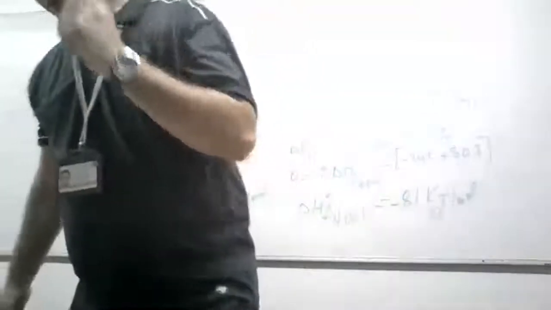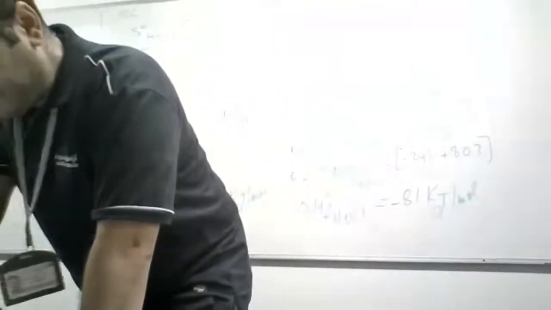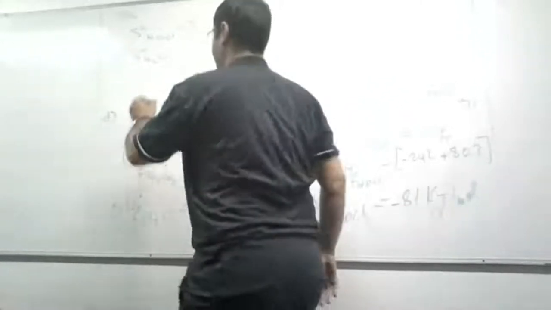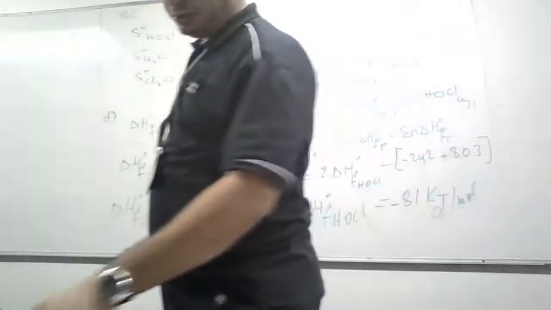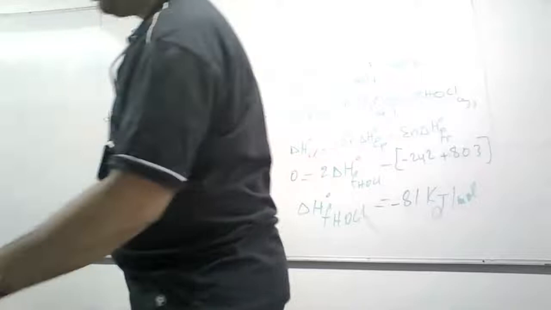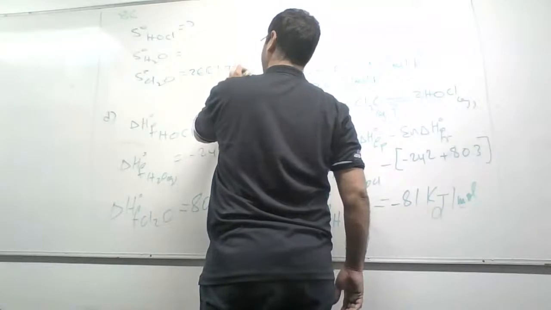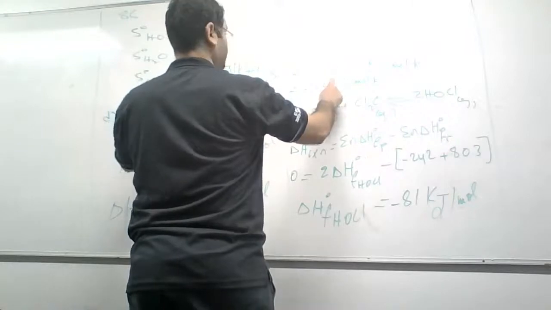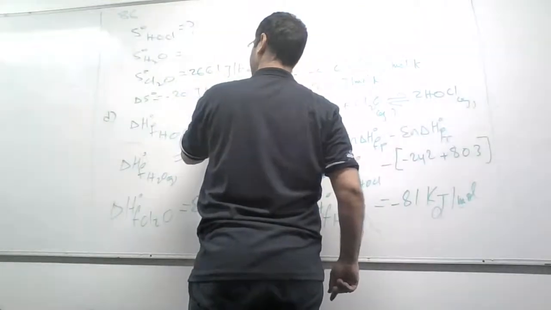Now for S for water, guys, the entropy for water is how much? The entropy of CO2 is given as well in the exercise. What's the entropy of CO2? It's 266.1 joule per mole. And then you have delta S for the reaction, which is minus 20 joule per Kelvin mole. So you don't need this anymore.